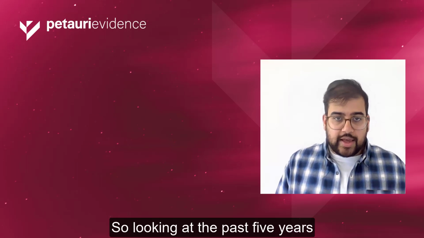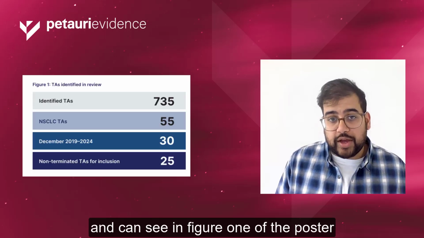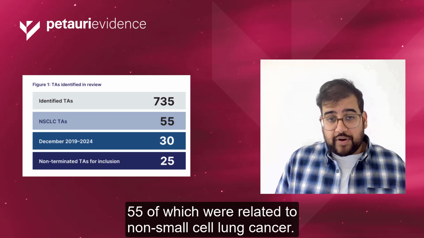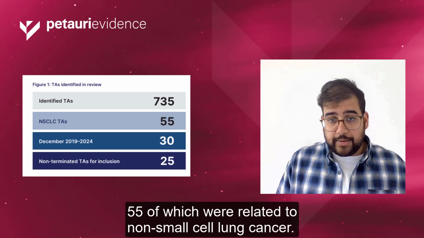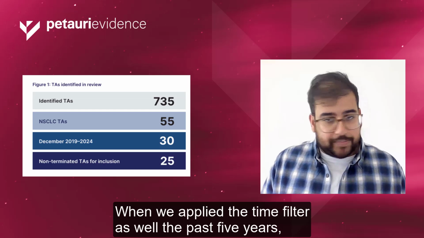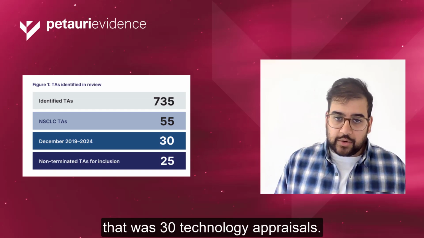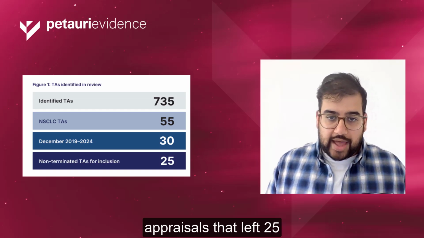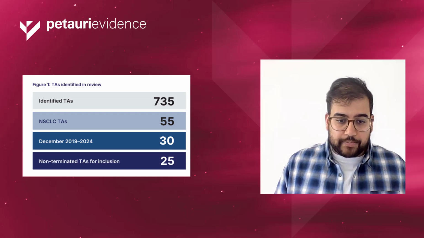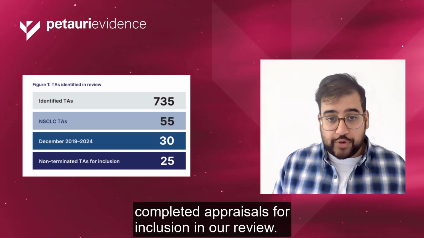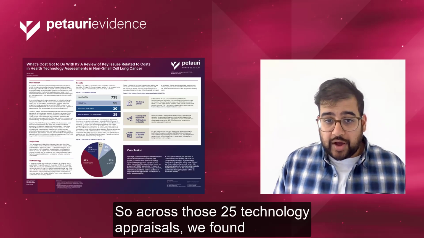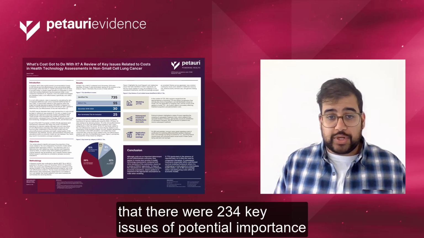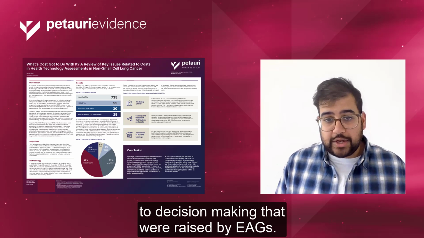Looking at the past 5 years, you can see in figure 1 of the poster that there were 735 technology appraisals identified, 55 of which were related to non-small cell lung cancer. When we applied the time filter, the past 5 years, that was 30 technology appraisals. And then finally, when we removed any terminated technology appraisals, that left 25 completed appraisals for inclusion in our review. Across those 25 technology appraisals, we found that there were 234 key issues of potential importance to decision making that were raised by EAGs.